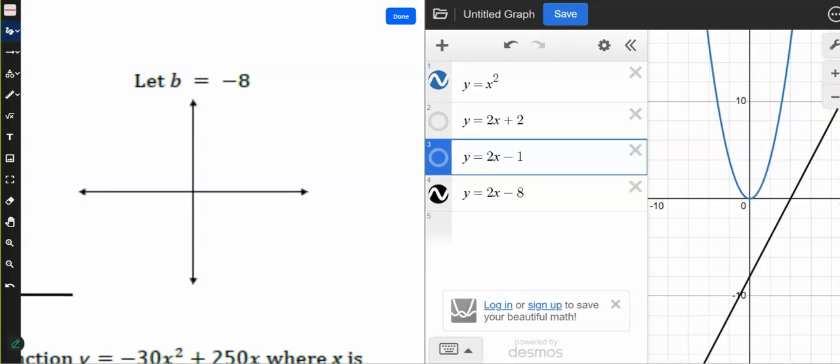And what happens if, ooh, there's my parabola, and then my line comes through.